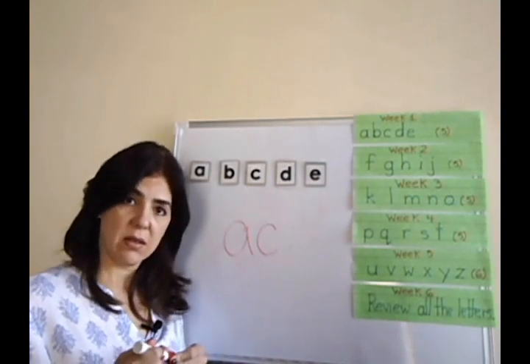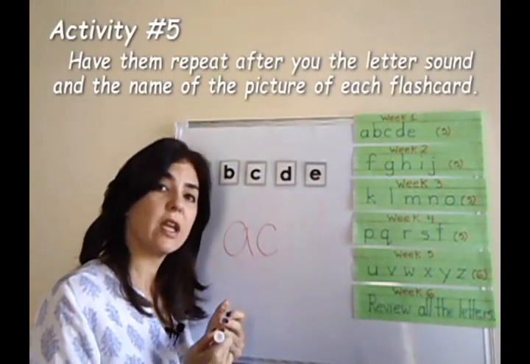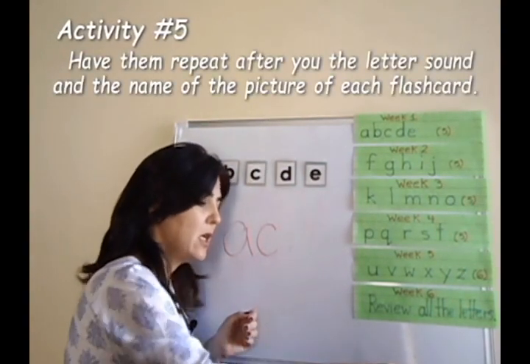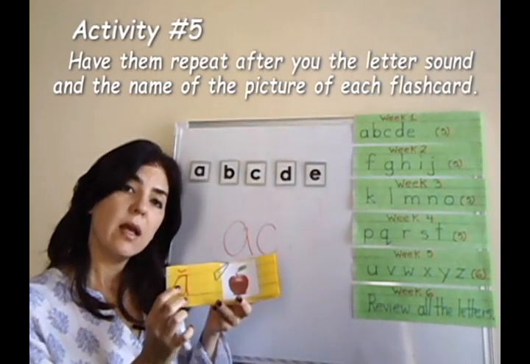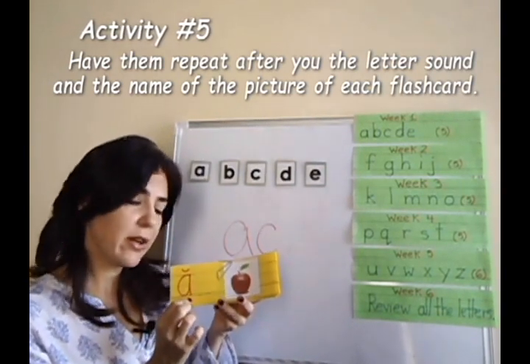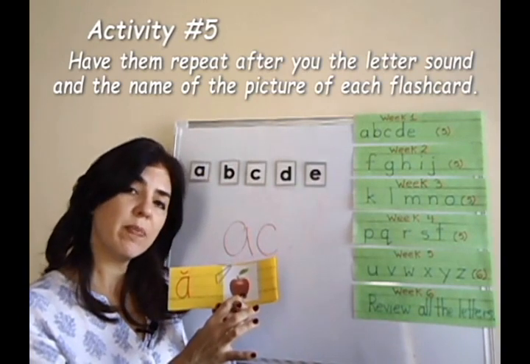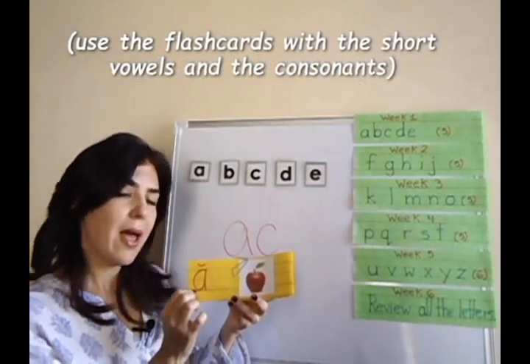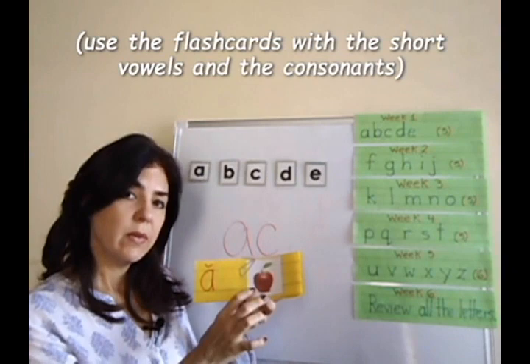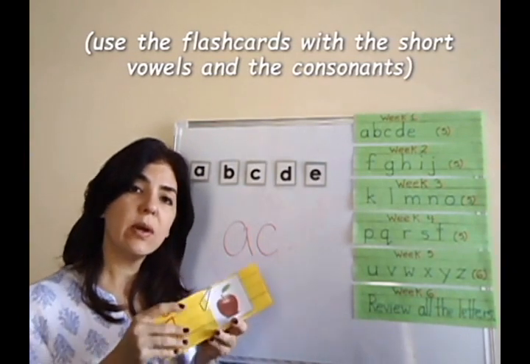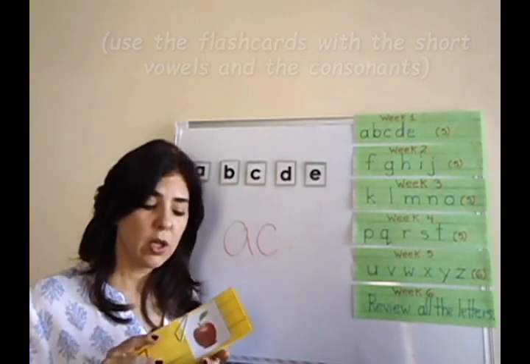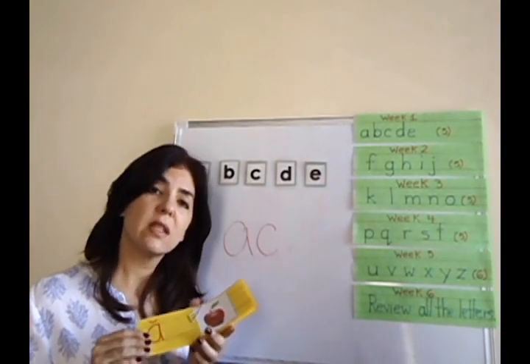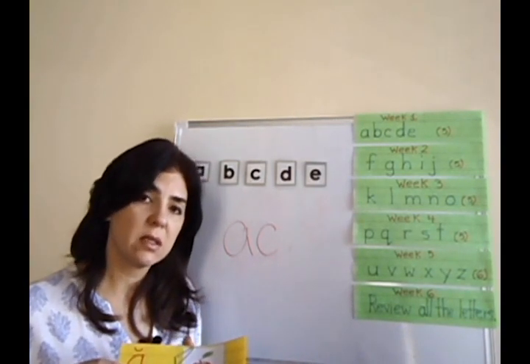Your last activity would be this. You're going to take your flashcards and you're going to have them repeat the letter sound and the name of the picture that you have. For example, A, apple. Egg. You're going to do it with every single card. In this part, you're going to do it just with the short vowel sounds and consonants.